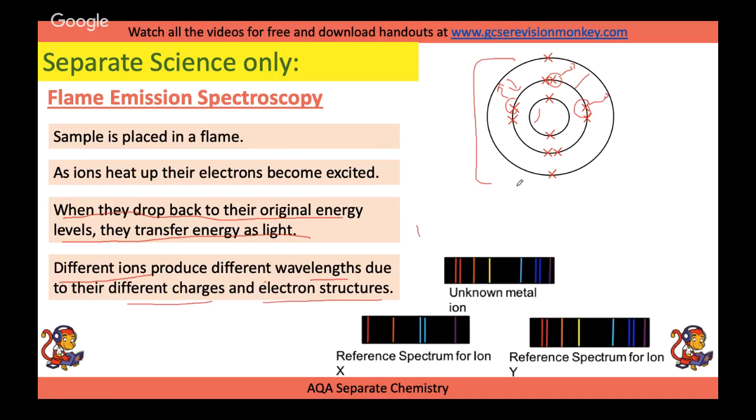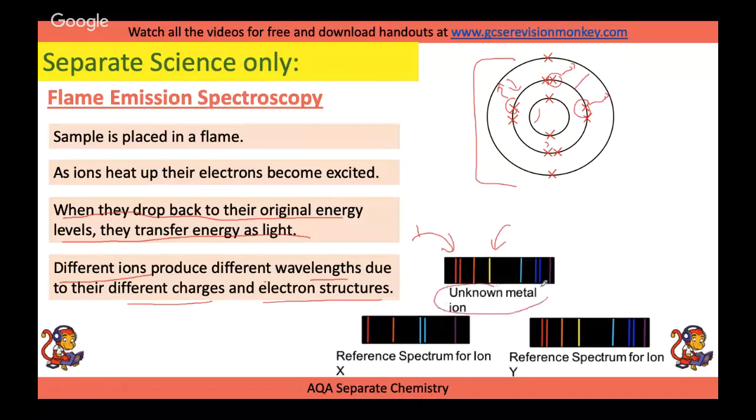So every metal atom is different. It will have a different arrangement of electrons, different number of shells, etc., number of electrons in the outer shell. So it will produce a unique spectrum like so. And that will help you identify a metal.